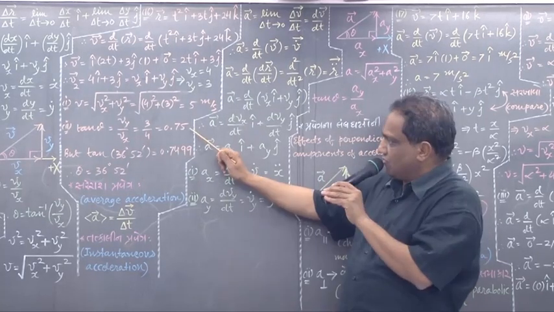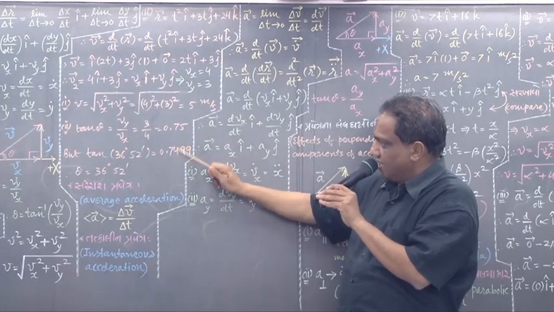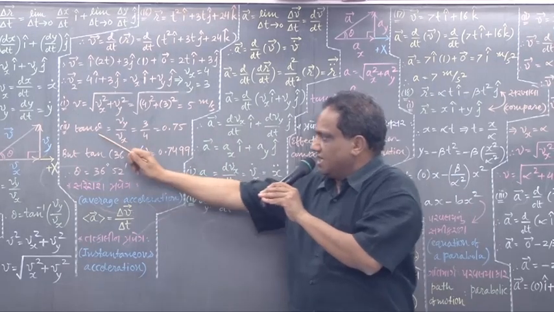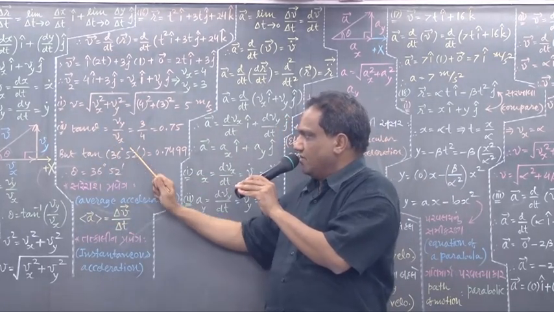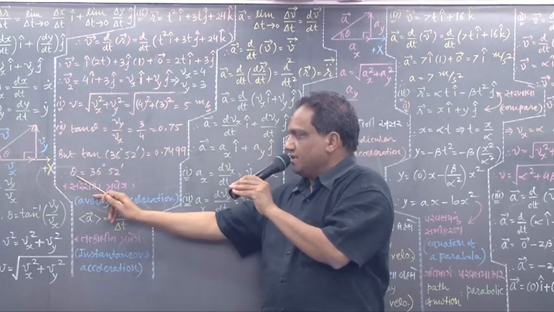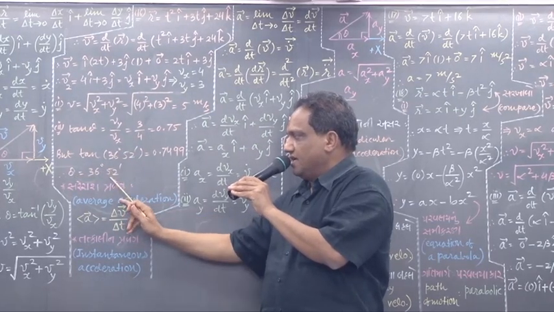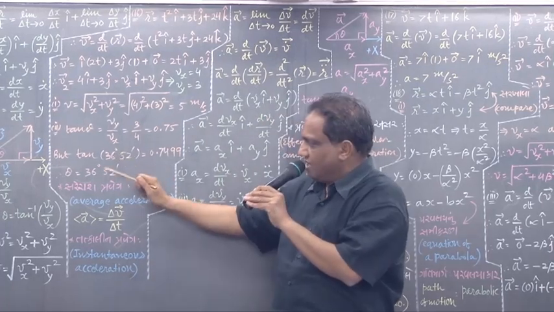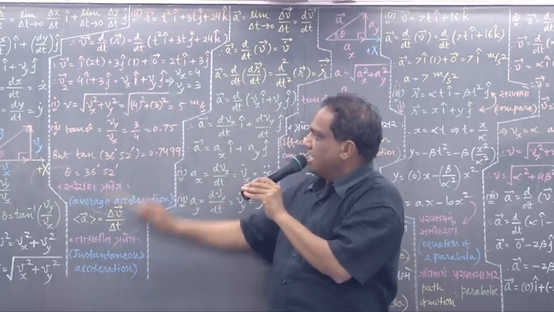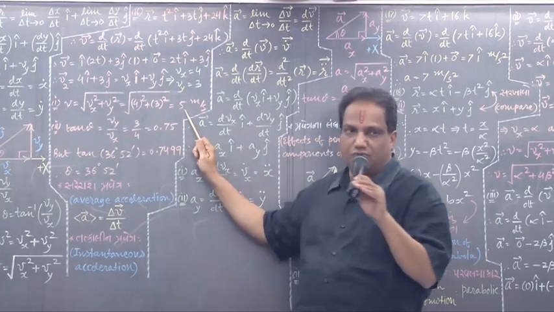Correct? Now these two values are nearly equal. The tangent functions are also the same, so this angle must be equal to this angle. Theta must be 36 degree, 52 minutes. From here we get direction and from here we get magnitude.